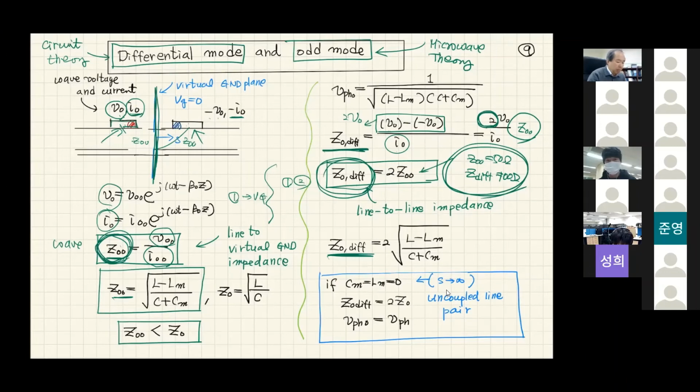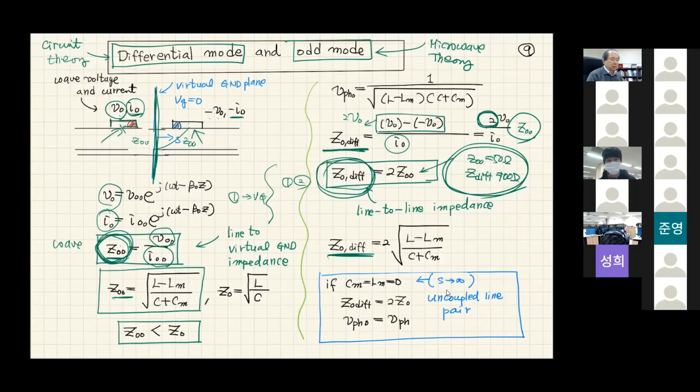동열 학생, 오드 모드와 디퍼런셜 모드를 한번 설명해 봐 주시겠습니까? 예, 교수님. 오드 모드라는 터미놀로지는 마이크로웨이브 시어리에서 자주 사용하던 터미놀로지고, 디퍼런셜 모드는 서킷 시어리에서 자주 사용하는 터미놀로지인데, 두 개의 용어에 따라서 보는 임피던스의 관점이 달라서 다음과 같이 임피던스의 차이가 있는 것을 확인하였습니다.